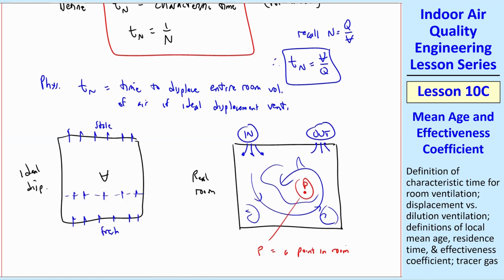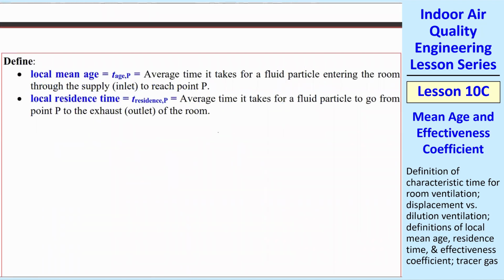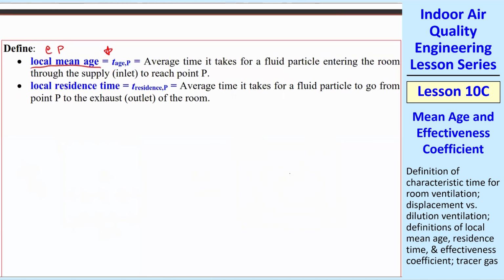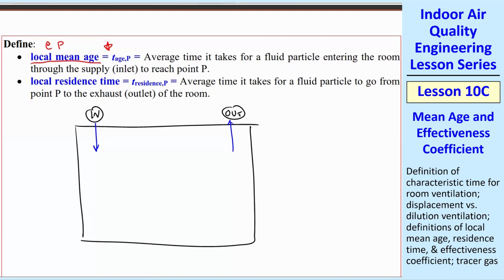We're going to define a couple more things here. Let's define local mean age, T age at point P. The local mean age is the average time it takes for a fluid particle entering the room through the supply inlet to reach point P. Let's again draw our room, and we have some in and some out, supply and exhaust. What is T age? First, let's define our point P here.